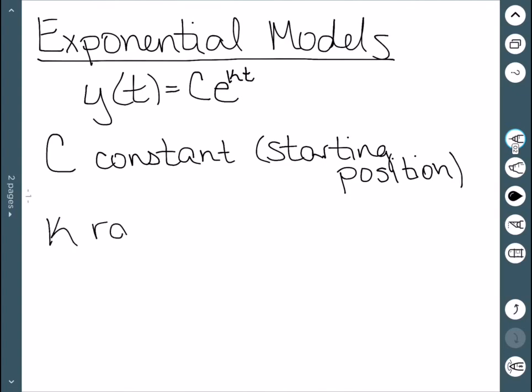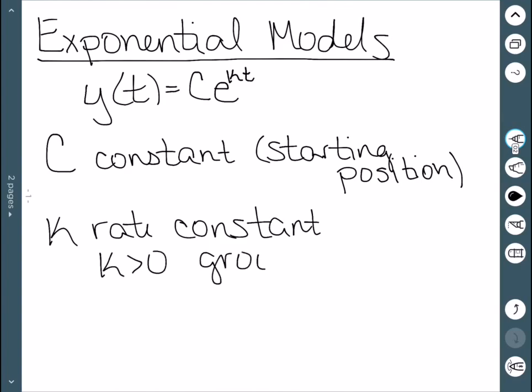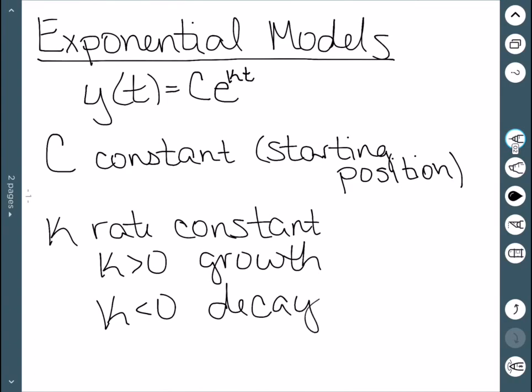K is called the rate constant. And if K is positive, that means we have an exponential growth function. We are growing. If K is negative, we have an exponential decay function, and our population is shrinking.